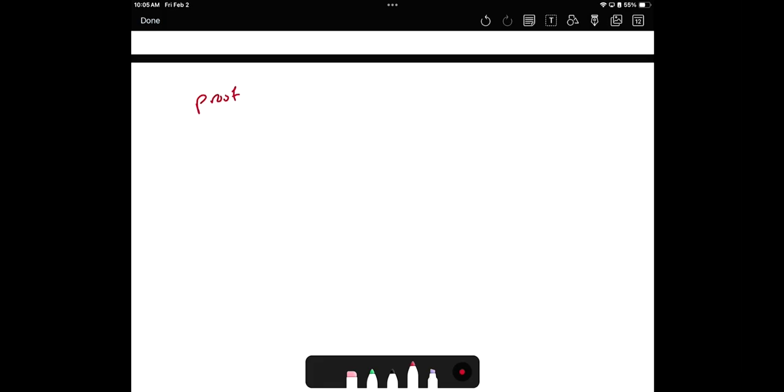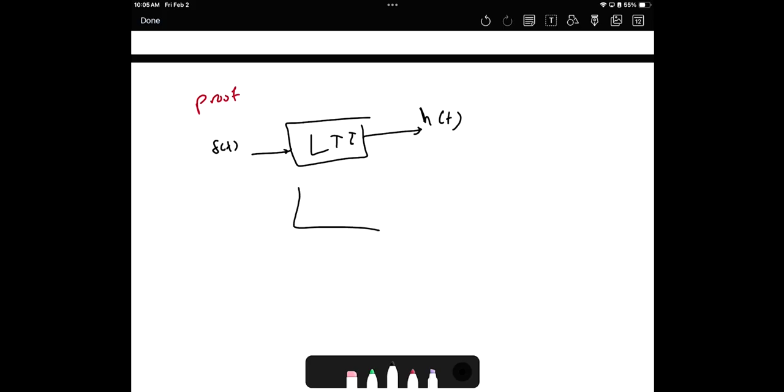So the proof. We have an LTI system here. Whenever we have delta of t, it will give us h of t. We all agree on this, right? Now, since it's an LTI system, TI means time invariance. So whenever we have delta of t minus tau, it will be h of t minus tau. Why? Because it's a time invariant system. Is this correct?